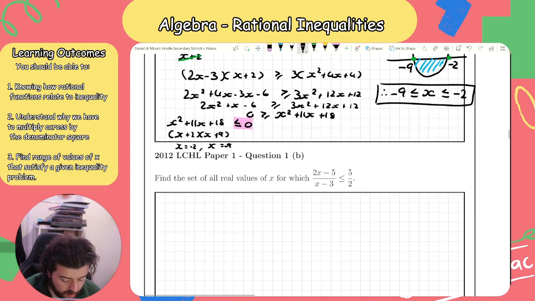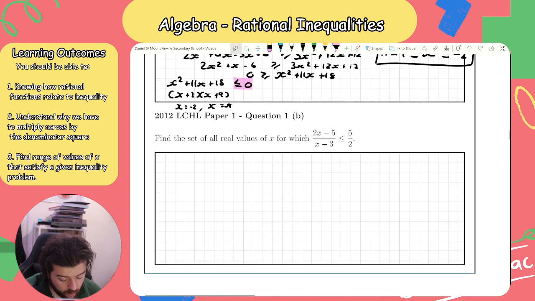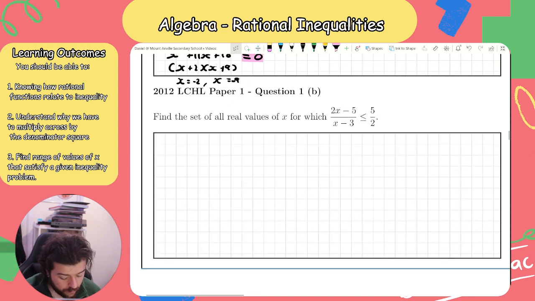All right. Let's look at the 2012 ones. This is from 2012, paper 1, question 1, part B. Find the set of all real values for x for which (2x minus 5) all over (x minus 3) is less than or equal to 5 over 2.